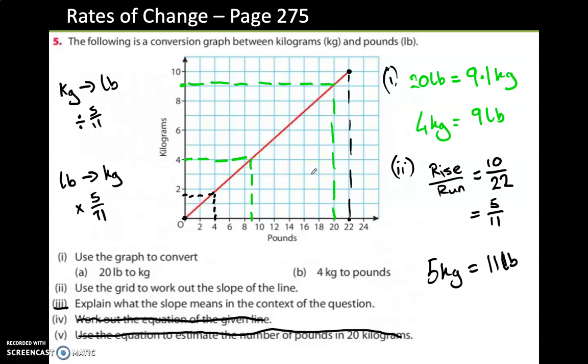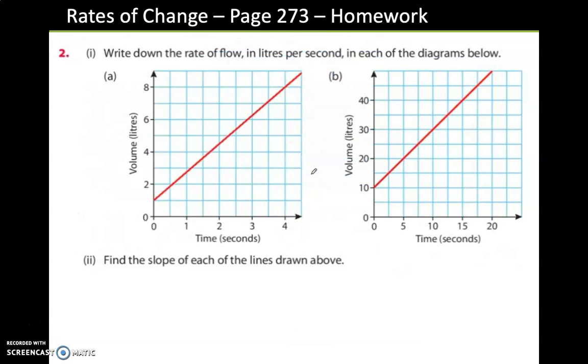So the few questions for homework then: you've got this one here. Again, you're just finding the slope and what the slope means. We're dealing in volume, with liters and seconds, so it's going up the way. It's kind of like what I was saying with the bucket of water and water rising. Somebody's putting water into a bucket or filling a bath, something like that. So that's just finding the slope and what it means.